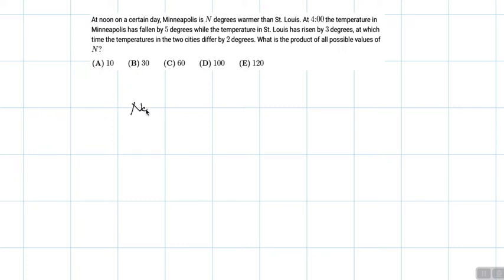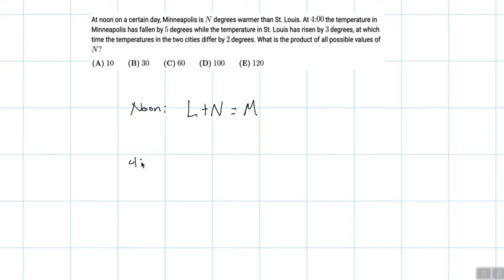At noon, we'll call the temperature in St. Louis at noon L. So the temperature in Minneapolis is n degrees warmer than L. So L plus n equals the temperature in Minneapolis.